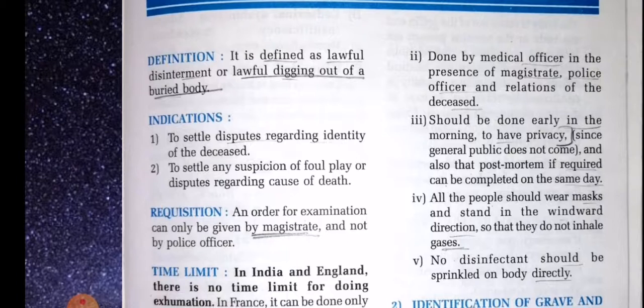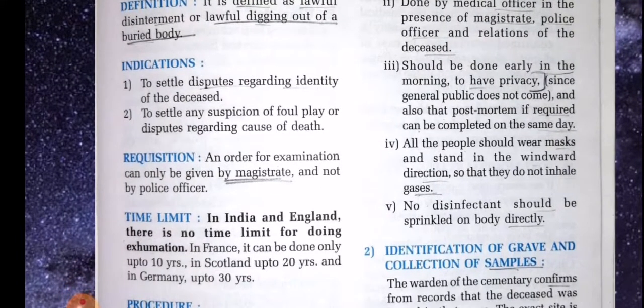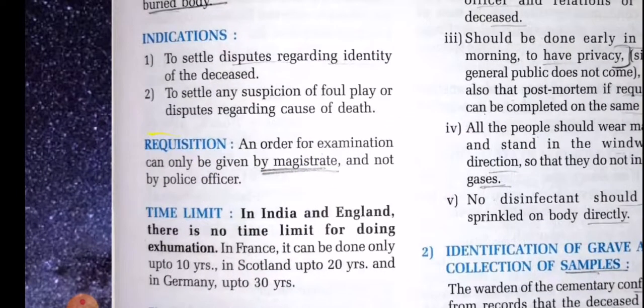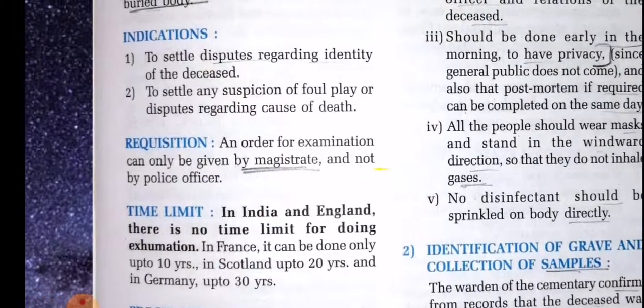Indications: when do we do the exhumation? First, to settle disputes regarding identity of the deceased. Second, to settle any suspicion of foul play or disputes regarding cause of death. Requisition: an order for examination can only be given by a magistrate. So we'll mark this as important: a magistrate can give the order, and not a police officer.